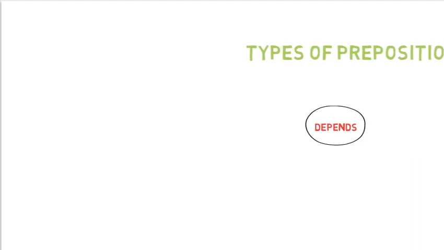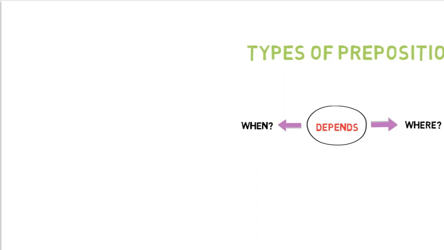Types of preposition: it depends on three things: when, where, and in which direction.